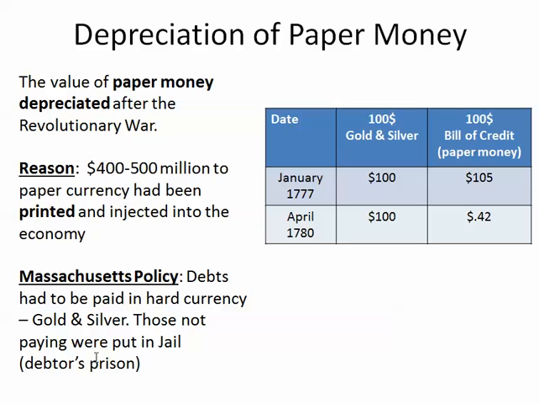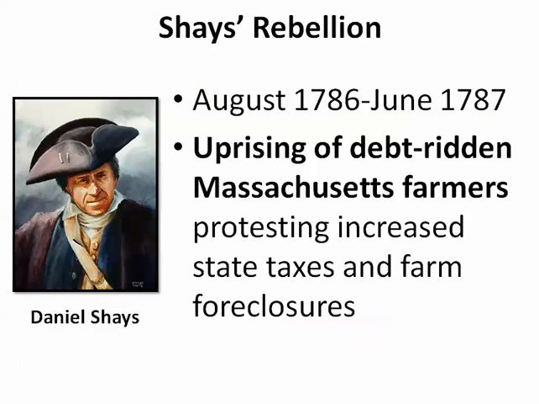And those who didn't pay were put in jail. There was a debtor's prison. So a lot of people went to jail for not paying their bills. So Shays Rebellion happens in protest of those policies. And at the same time, the Massachusetts government is going to raise taxes in order to pay off its debt.